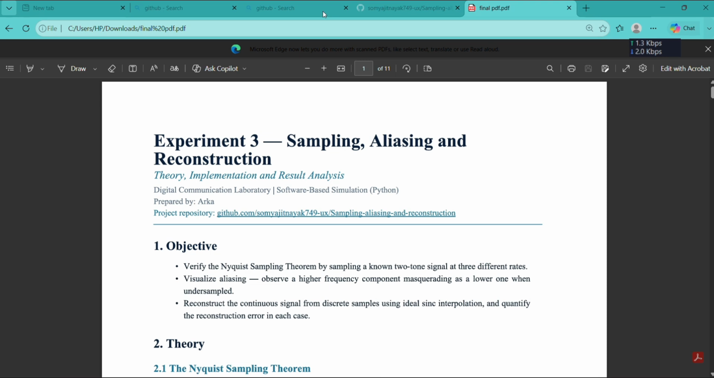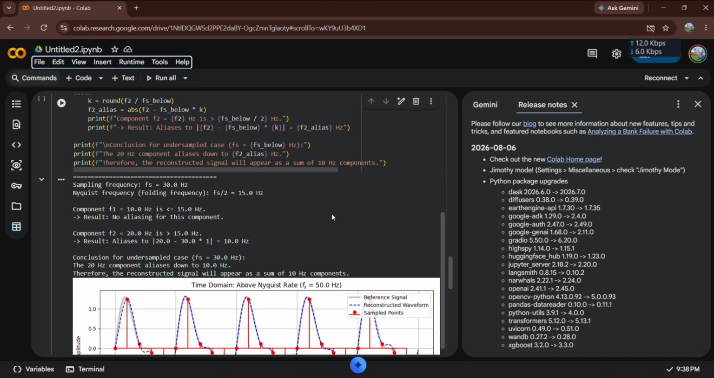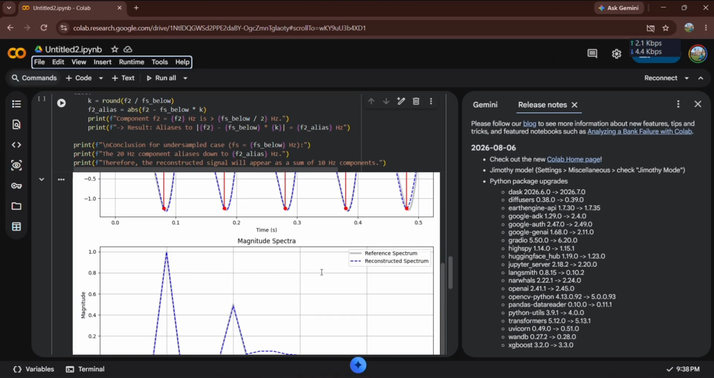Today, I have made a Python-based project of digital communication, which is based on sampling, aliasing, and reconstruction. And here you can see my GitHub link where you get my whole project. I pasted the Python code in Google Colab, and here you can see the code and the output graph.